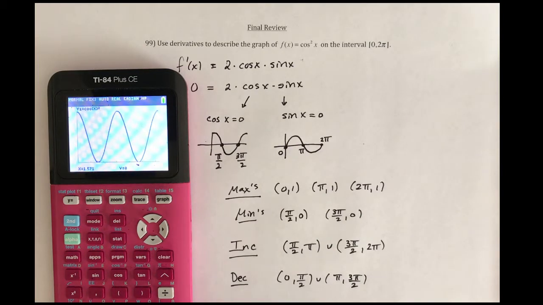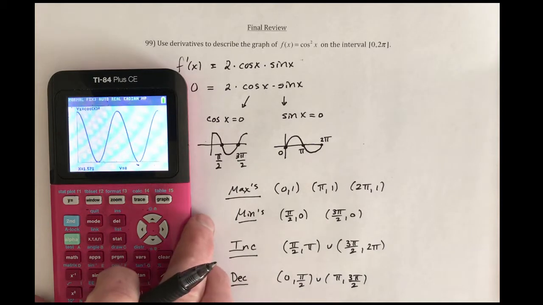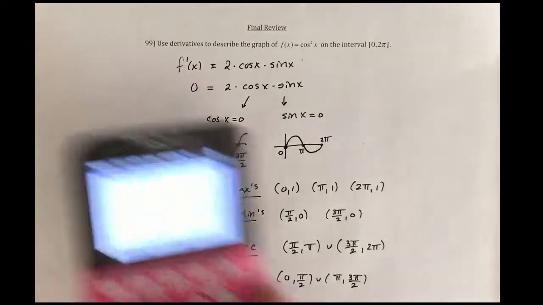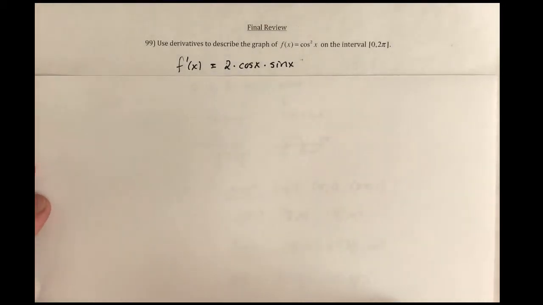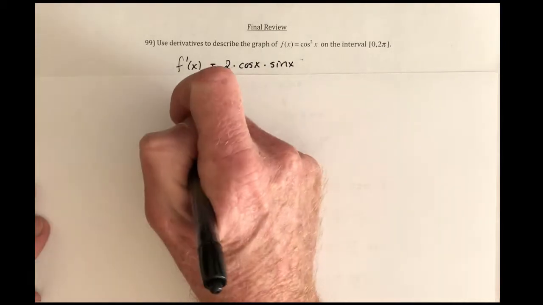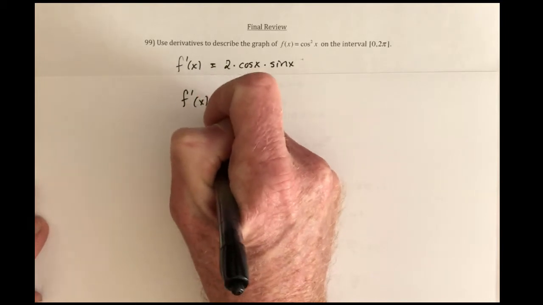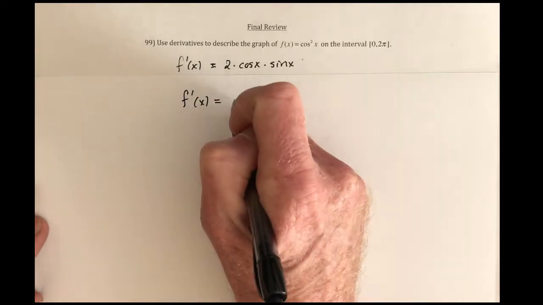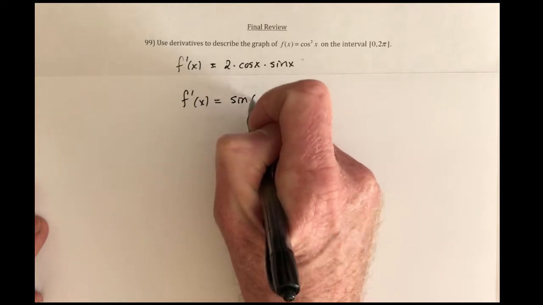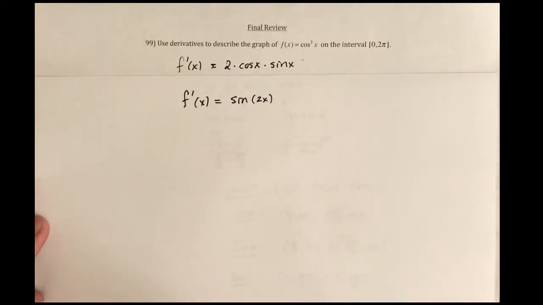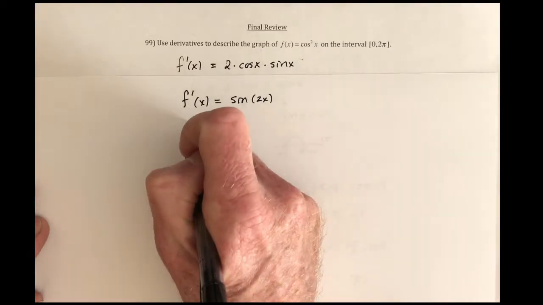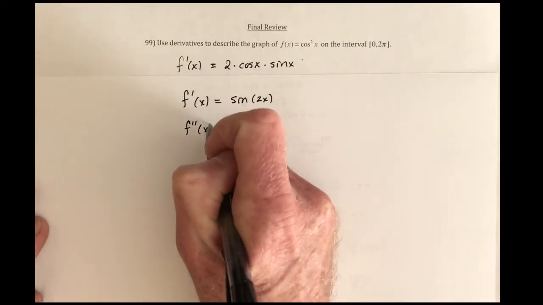Okay, so that's the first derivative information. And now for the second derivative. And that's what makes this one interesting, because the first derivative is 2 sine times cosine. So in order to take the second derivative, we could do the product rule. But what I notice is that 2 times sine times cosine is the same thing as sine of 2x. Just use that trig identity. Then finding the second derivative is even easier.